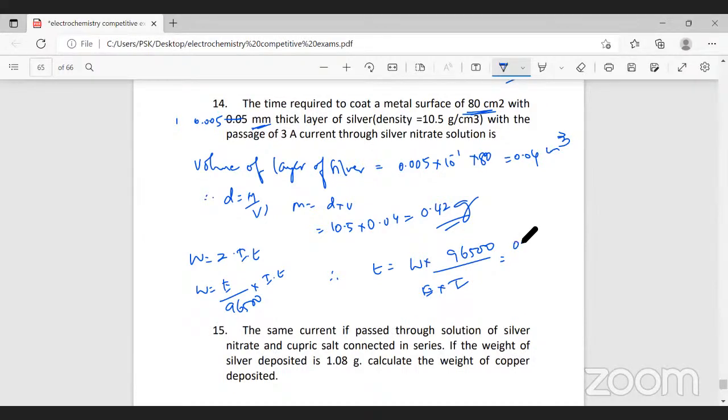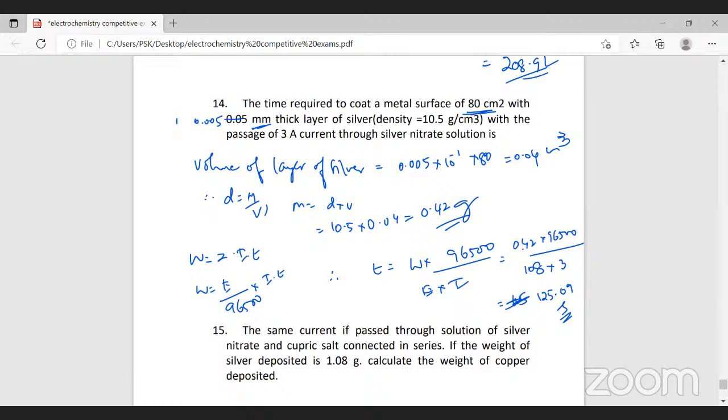What is the rate? 0.42 into 96,500. What's the equivalent mass of silver? Equivalent mass of silver, you should remember, is 108. And current, we are passing 3 amperes. So when you simplify this, we will get 125.09 seconds. Followed with this problem?